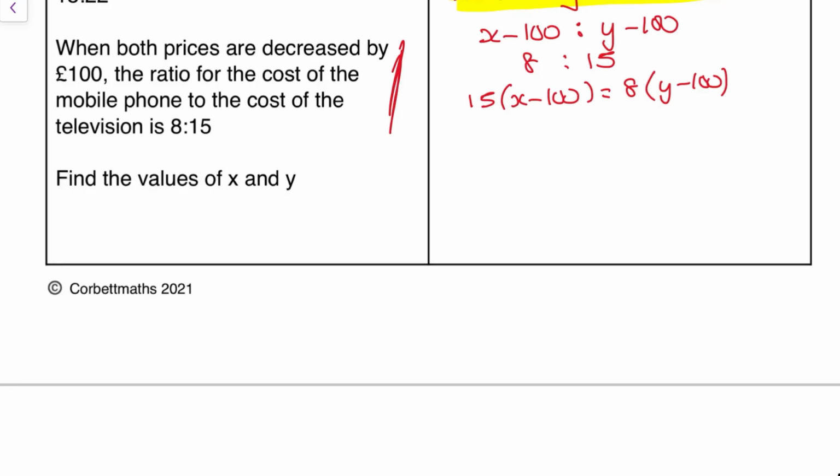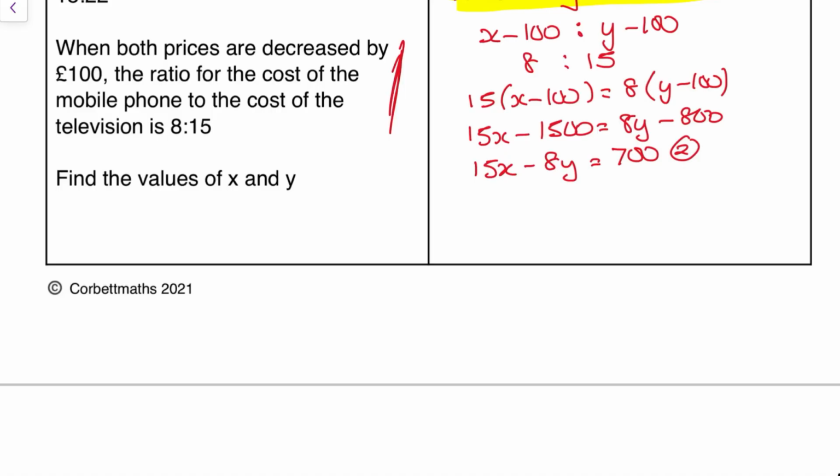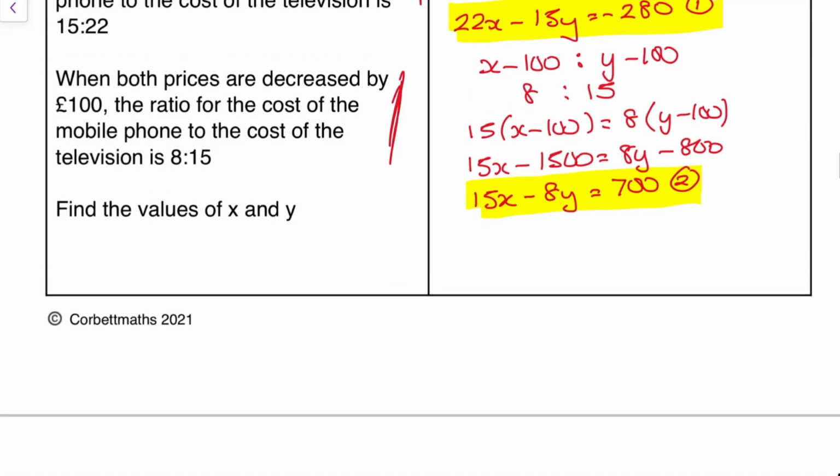Now expand this again. So that's going to be 15x minus 1500 is equal to 8y minus 8 times 100, which is 800. X's and y's to the left, everything else to the right again. So that's going to be 15x minus 8y, add 1500 to both sides gives me 700. And that's going to be my equation 2. So I've now got two equations, two unknowns. This is just a simultaneous equation, albeit a not very nice one.